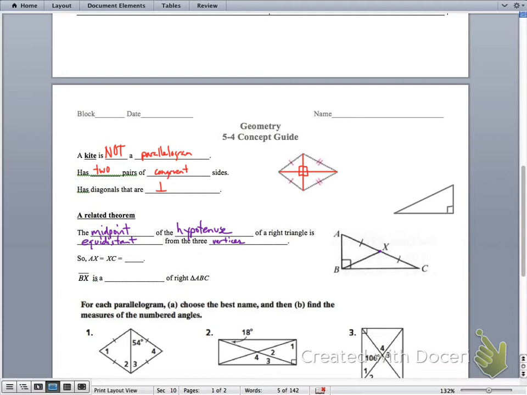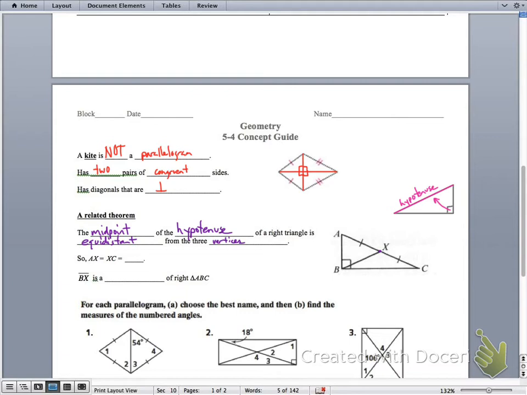But a hypotenuse, if you look at this triangle that I drew over here, is the long side of a right triangle. It's always going to be the longest side, and it's always going to be the one that is opposite the 90-degree angle. That has a special name called the hypotenuse.